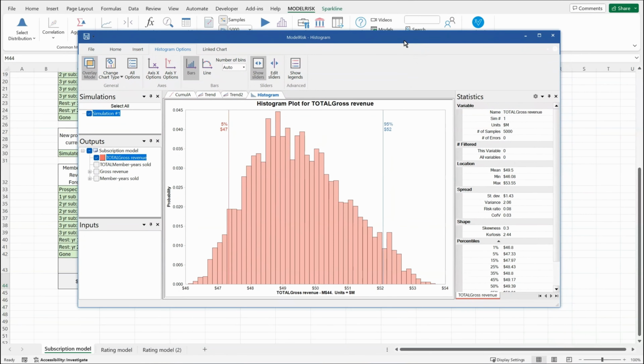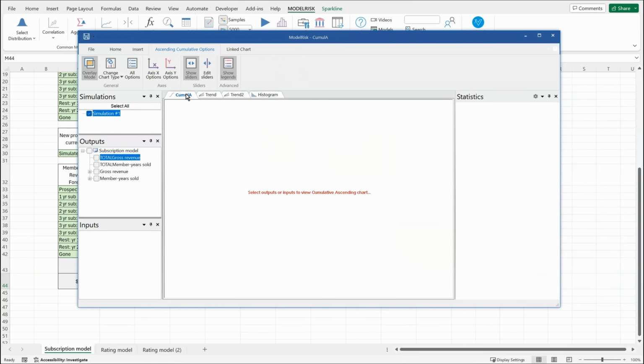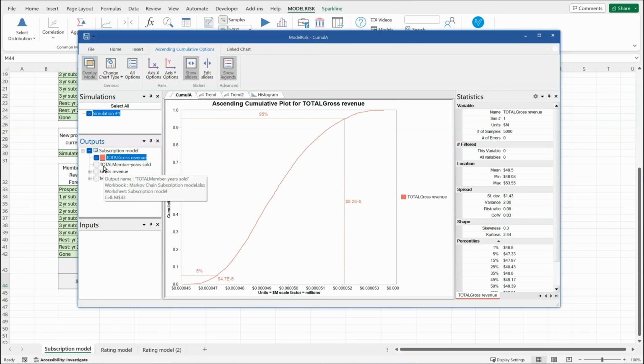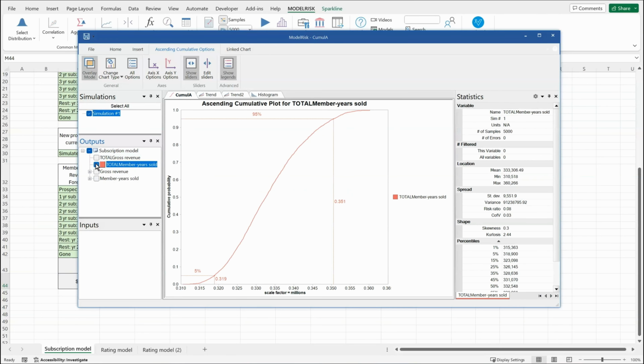When the simulation's finished, it shows the ModelRisk results view. We have output here, the histogram of the total gross revenue. We can look at, for example, the cumulative of total gross revenue, or perhaps the total number of members who we've had over the 7-year period.